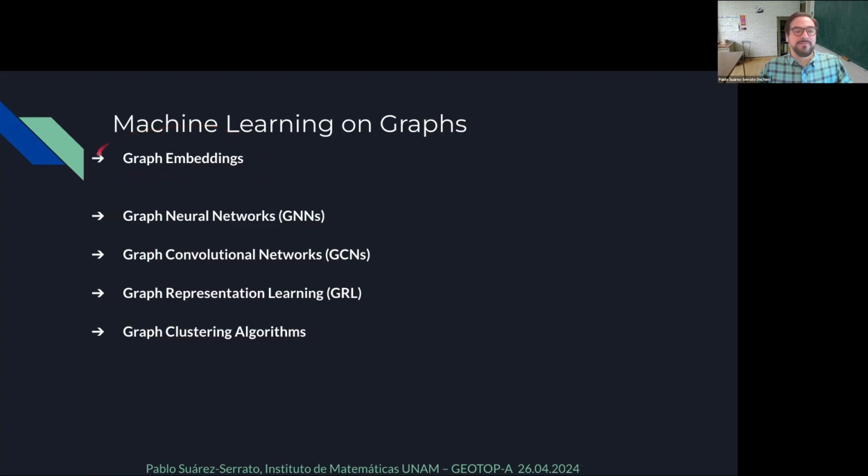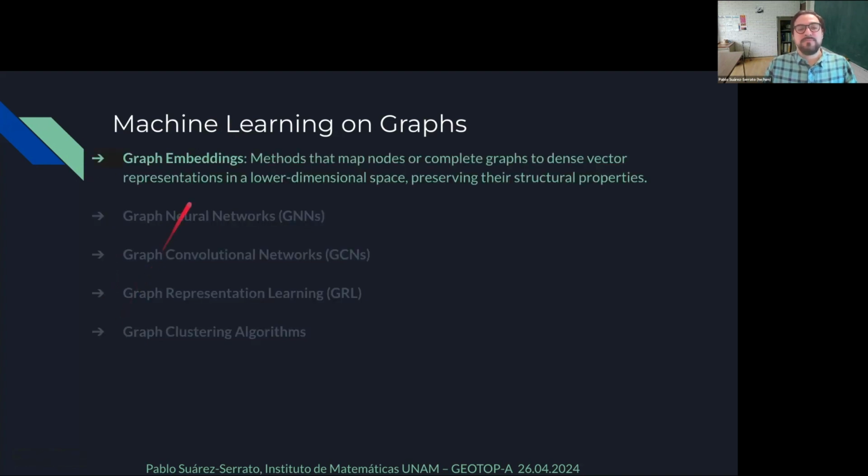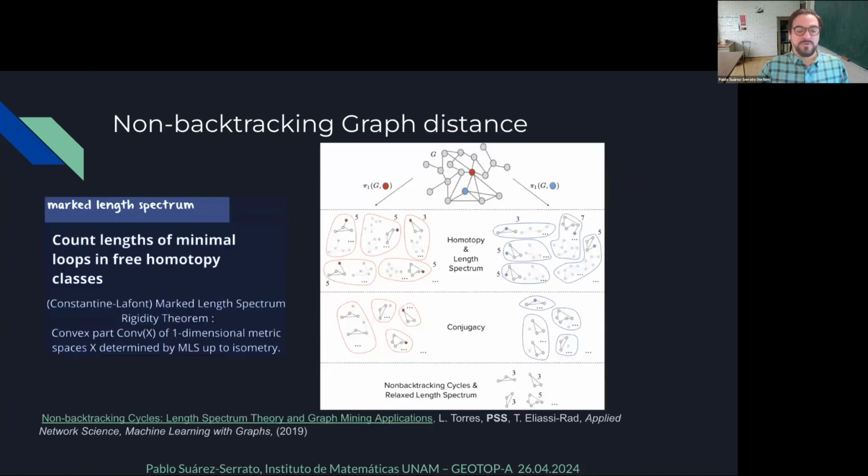Now, what are the techniques in graph machine learning? One of them is to embed graphs in a Euclidean space and then work with technologies that we know work there. And then there are other ways of developing graph neural networks or graph convolutional networks and graph representation learning or creating clustering algorithms. So I want to focus on the first one and first explain a little bit more that in these methods, we map the nodes or the complete graphs to a dense vector representation in some lower dimensional space in a way that we hope will preserve their structural properties. And then the way that we define the embedding will have a bearing on whether this actually preserves the properties or not.